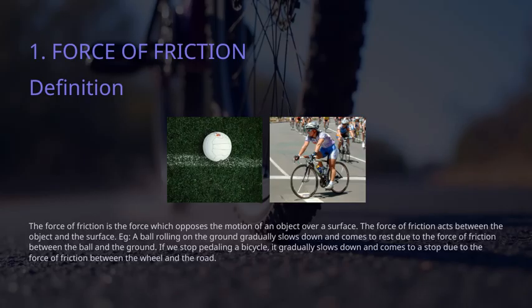So the key idea here is that friction always opposes motion. It's like a resisting force that tries to prevent or slow down movement. This concept ties into our broader discussion of forces because friction plays a crucial role in many everyday situations, helping us understand how objects move and stop.